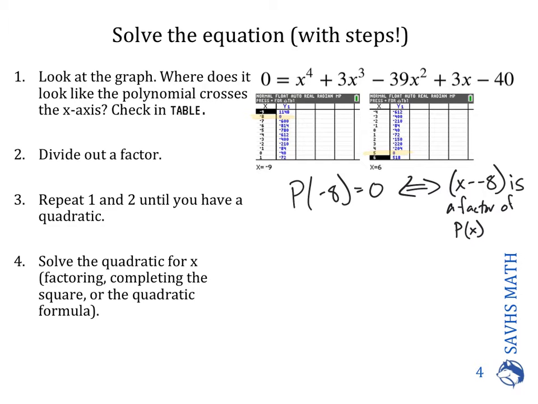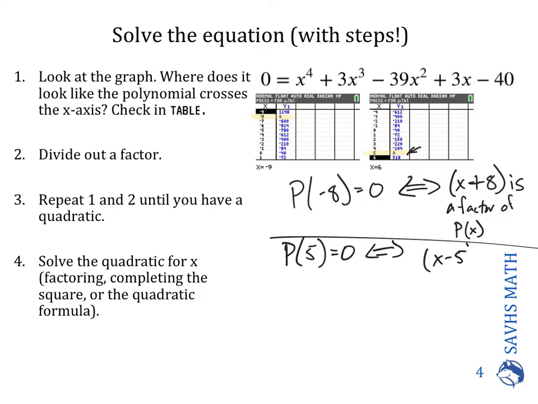If I know one of them, I know the other one. So I could rewrite this as plus, by the way, just for your reference. The other thing that I know is the same piece of information just for this 0. So I can say p of 5 equals 0 implies both ways that x minus 5 is a factor of p of x.